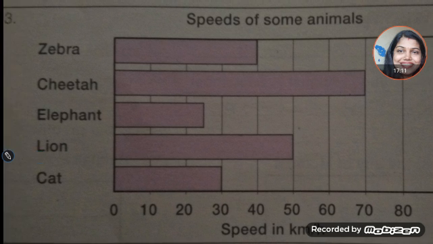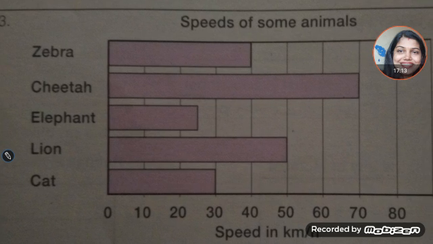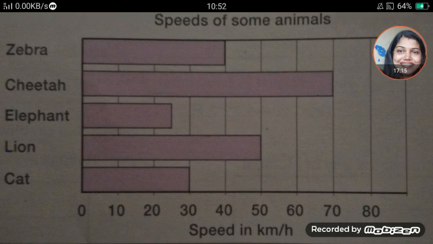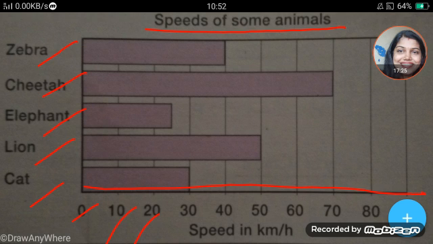So children, the title becomes the speed of some animals. I'll make a title for you, that is, speed of some animals. The label becomes your Y axis as it is a horizontal bar graph, and the data comes on your X axis. So this is Y and this is the X axis. The data is in multiples of 10, which covers all the data.